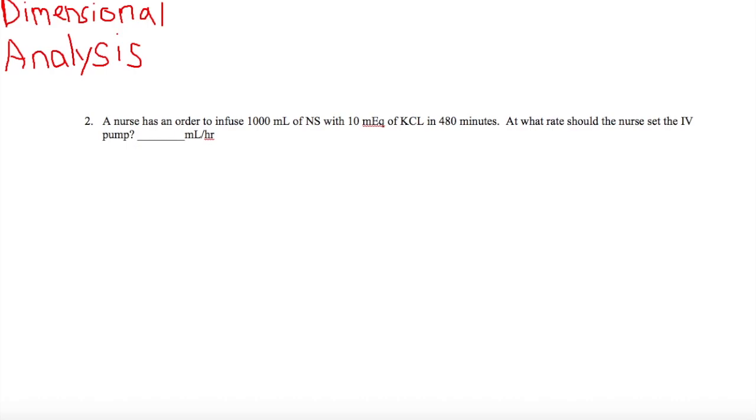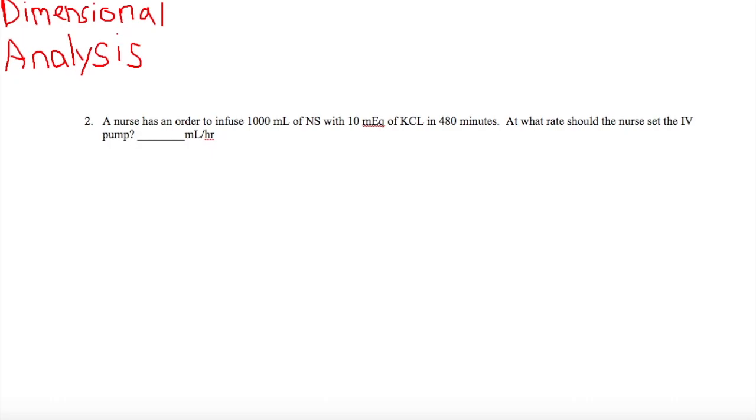For number 2, we have a nurse that has an order to infuse 1,000 mLs of normal saline with 10 milliequivalents of potassium chloride in 480 minutes. At what rate should the nurse set the IV pump? We are looking for mLs per hour. If you would like to try to work this out on your own, I encourage you to pause the video here and take a moment to work this out on your own.